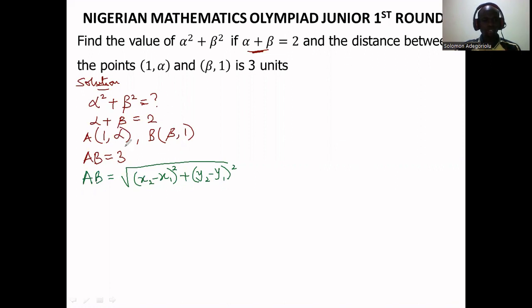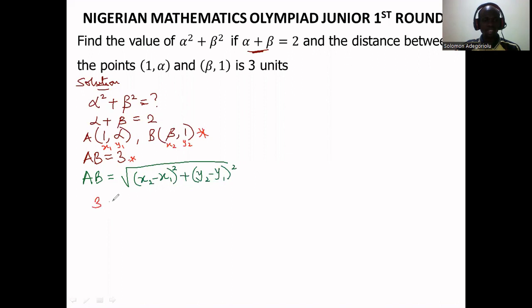Now let's go back to this part here. Here is our x1, here is y1. Here is x2, here is y2. All we need is to just substitute the values. From here also, we're given that AB, the distance between the 2 points, is equal to 3. So this is going to be 3 here.